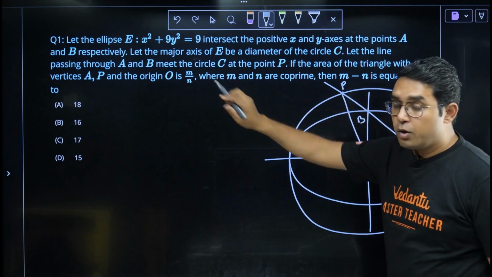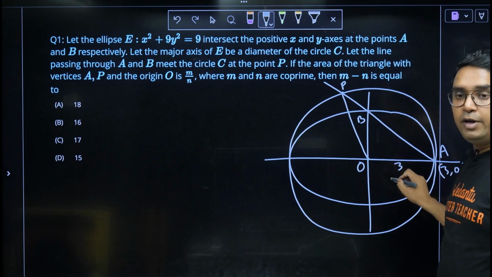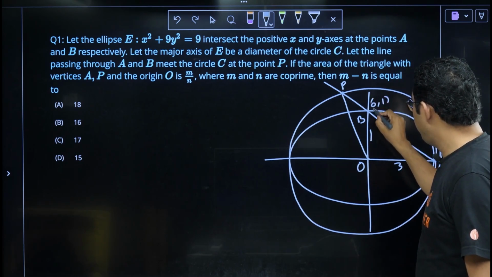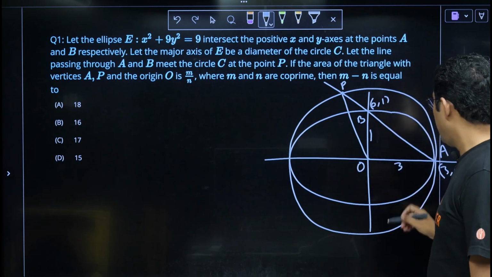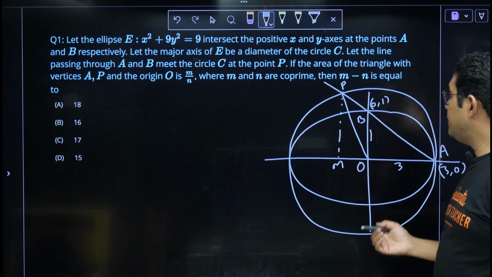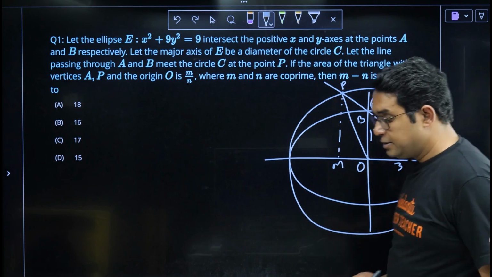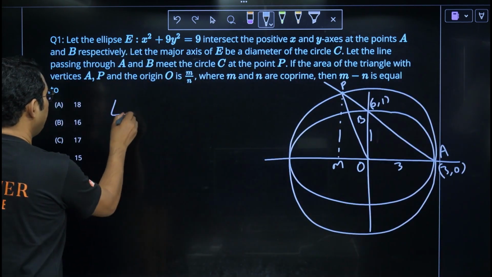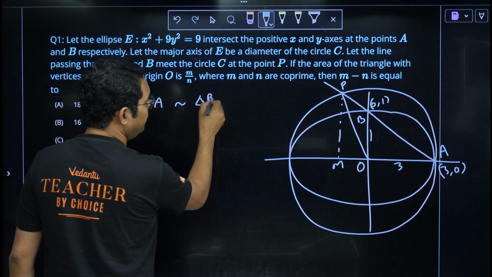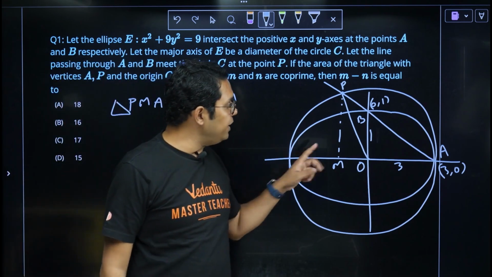From this equation of ellipse, we can see this A is at 3, 0, so this OA will be 3, and this B is at 0, 1, so this height will be 1. Now to find the area of triangle, I think we just need the height of P above x-axis. Let us say this point is M, and then I think we are done. Now to find the height of this triangle, please look at this diagram. This triangle PMA is similar to triangle BOA, and the ratio of similarity is 1:3.